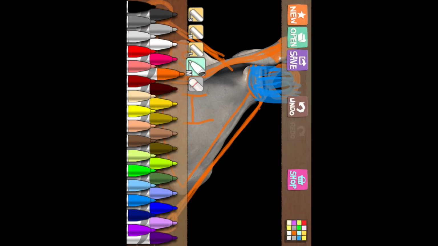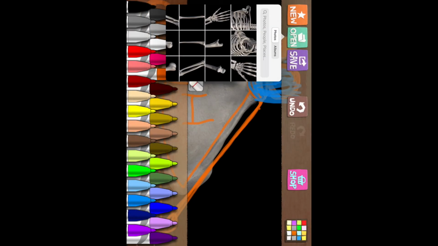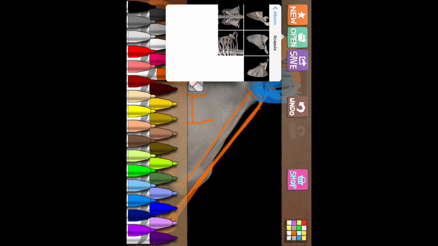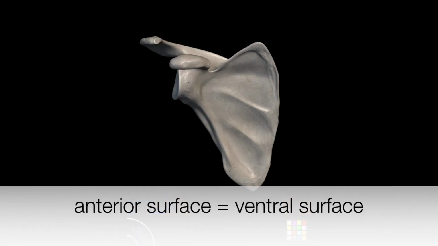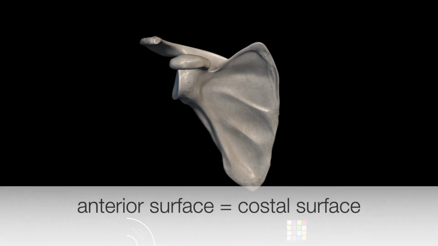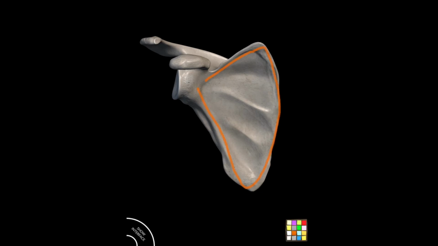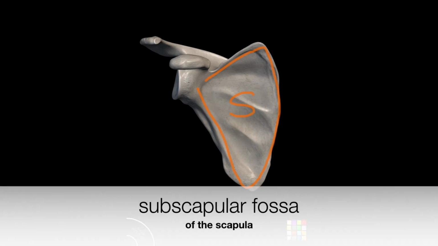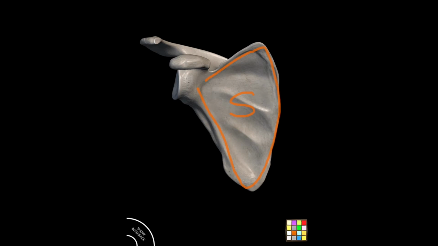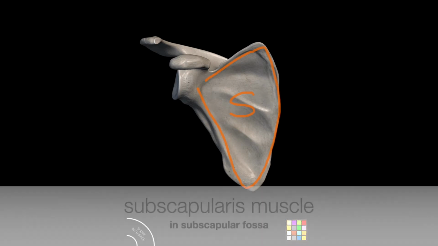If we turn now to the ventral surface or anterior surface of the scapula, again in terms of relationships, this is the surface that is closest to the ribs and is sometimes referred to as the costal surface. It consists of one large fossa, the subscapular fossa, and that is the site of attachment of a third, this time the anterior rotator cuff muscle, subscapularis.